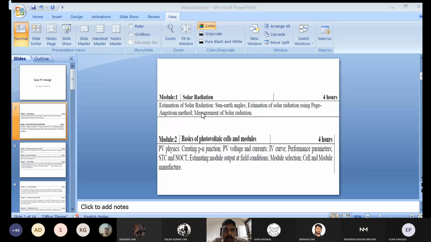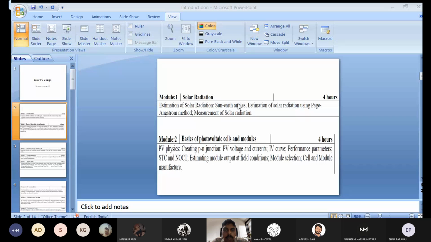So module 1 means solar radiation. First of all, we are studying PV, so you should have an understanding of what solar radiation is and what its components are. We know that it is electromagnetic waves. We will study in more depth what electromagnetic waves are, what the components are, what the sun-earth angles are, and how solar radiation is not constant, right?